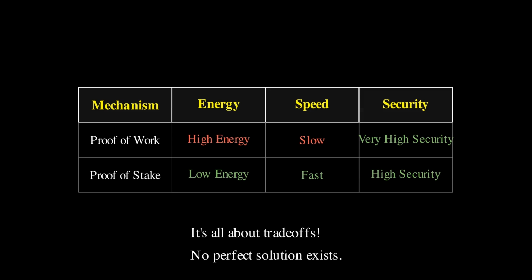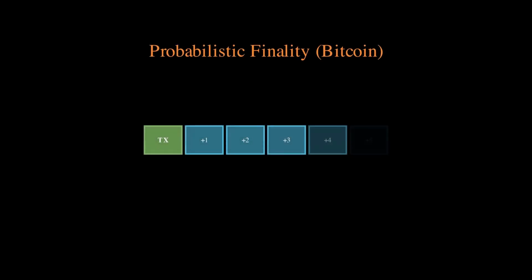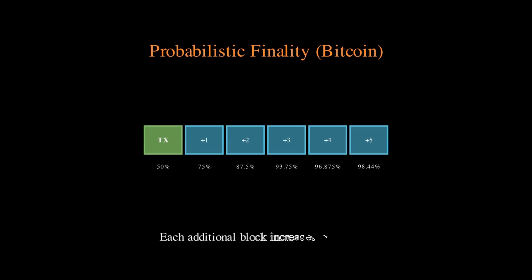Let's talk about a crucial concept that confuses a lot of people: finality. Basically, when can you be 100% absolutely certain that a transaction will never be reversed? Bitcoin uses what's called probabilistic finality. Each additional block makes a transaction exponentially more secure, but you can never reach absolute mathematical certainty.